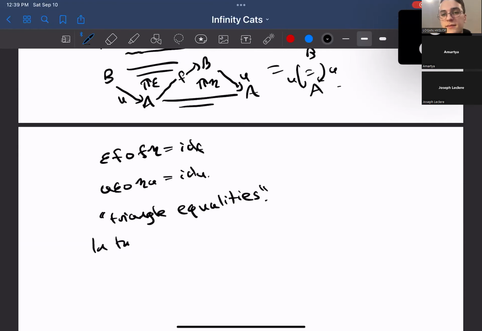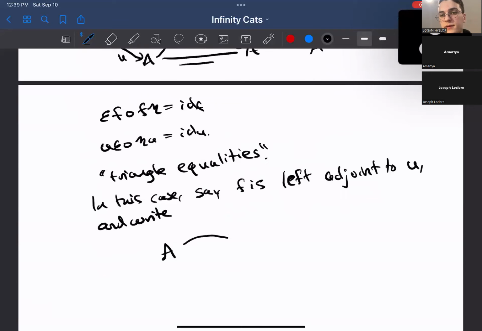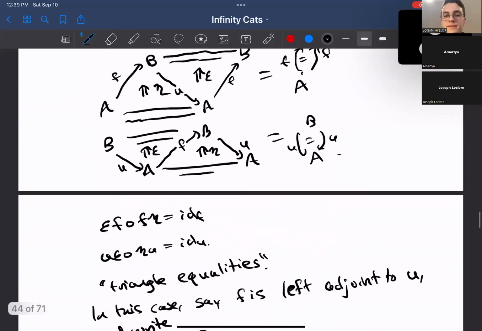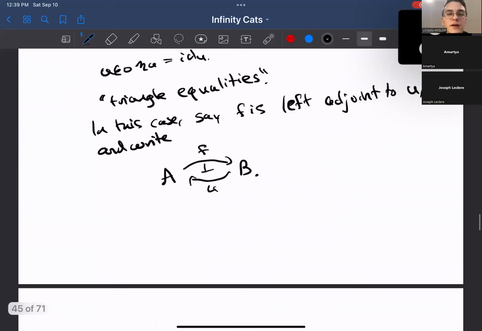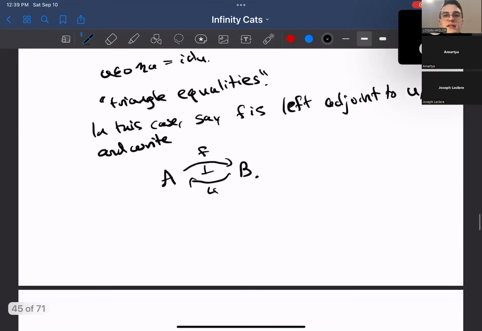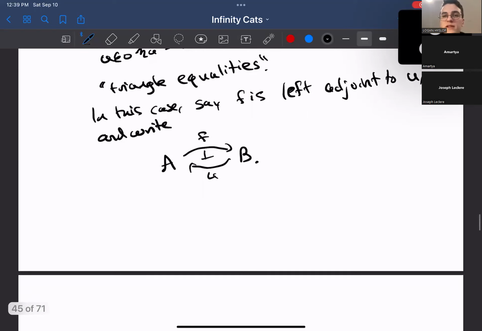And in this case, we say F is left adjoint to U, and write F left adjoint to U. That is the way I put them, right? Yeah. Okay. So this is how you can define adjunctions for infinity categories, and it's actually how Joyal originally defined the adjunctions for quasi-categories using this sort of system.